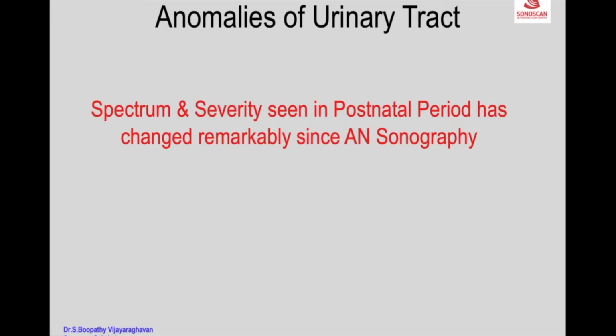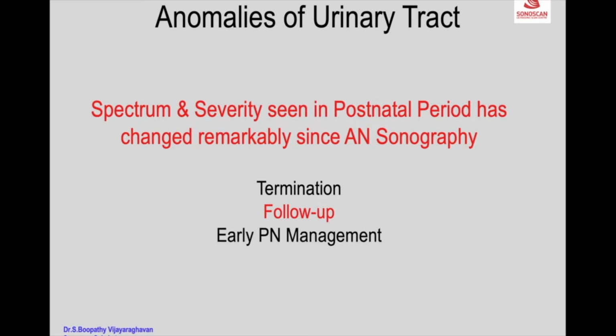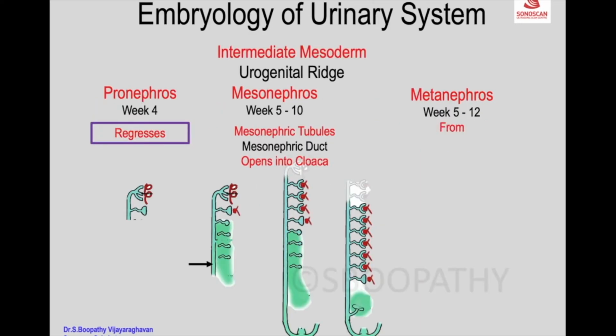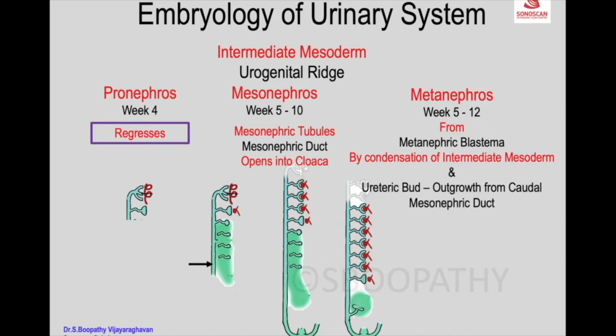Antenatal sonography. This is because of termination. Once an anomaly is detected, regular follow-up of the anomaly detected is needed, and it is better done during 5 to 12 weeks. The kidney develops from the metanephric blastema, caudal to the mesonephric tubules, by condensation of the intermediate mesoderm and by the ureteric bud, which is an outgrowth from the caudal mesonephric duct.